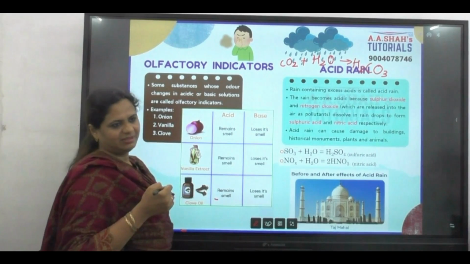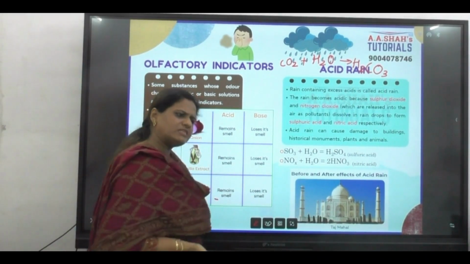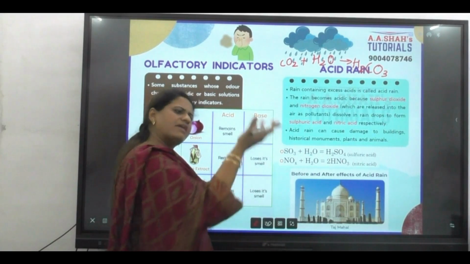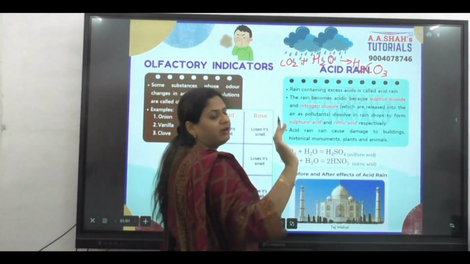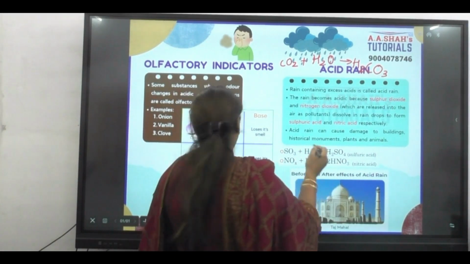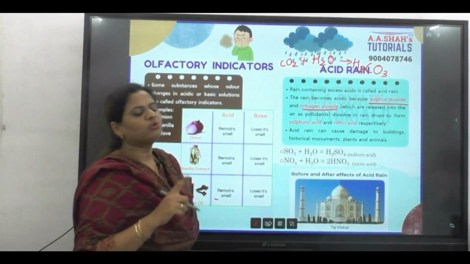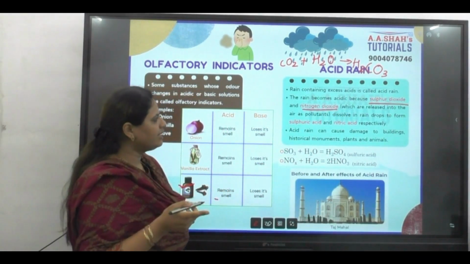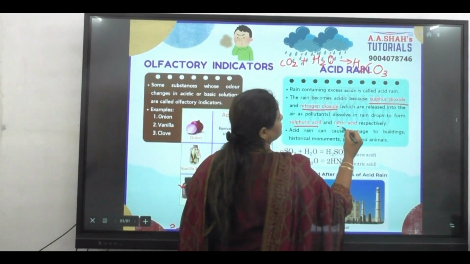This carbon dioxide is present in air and carbonic acid is always formed, so whenever rain comes, there will be a little carbonic acid in the rain. So carbonic acid is not what causes acid rain. The two gases which cause acid rain are sulfur dioxide and nitrogen dioxide. When they react with water, they become sulfuric acid and nitric acid.